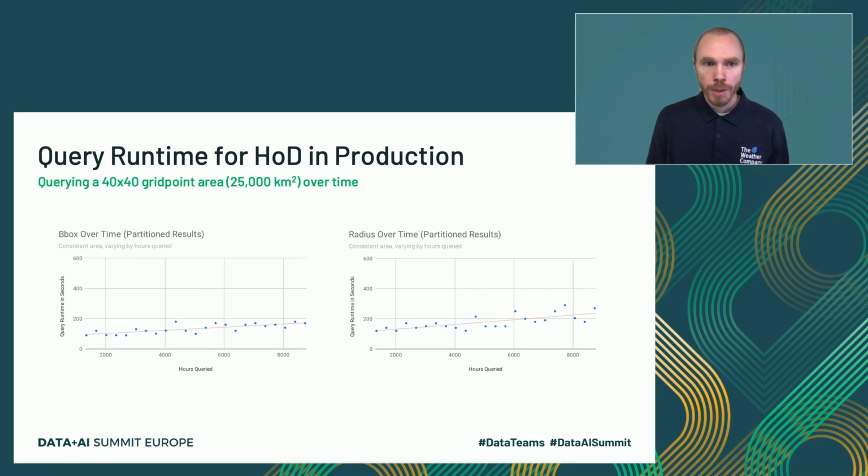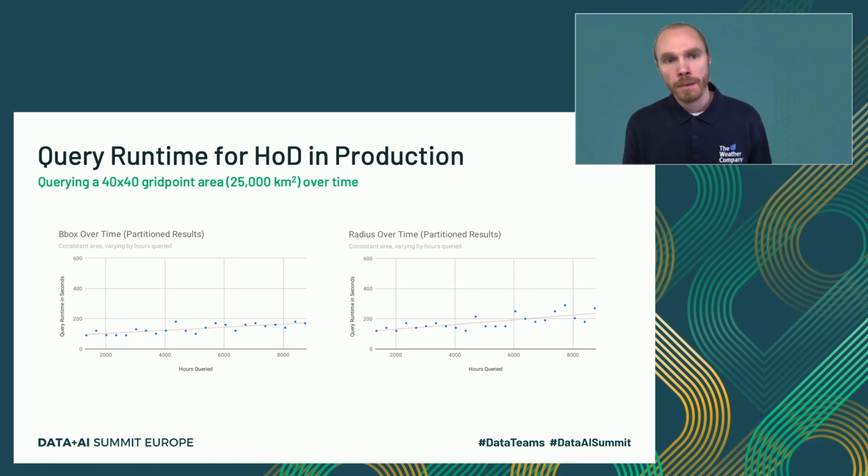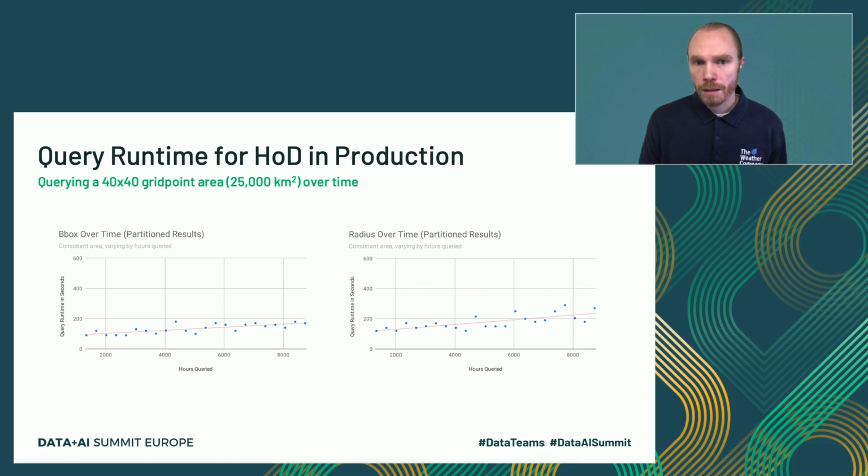So we did some query performance analysis against our layout. And so this is querying a geospatial area that's 40 grid points by 40 grid points, or roughly 25,000 square kilometers over a range of time, up to, on the high end, 1 year. So in the charts below, you can see hours queried on the x-axis, and notice that both the bounding box query on the left and the radius query on the right are finishing right around 200 seconds.